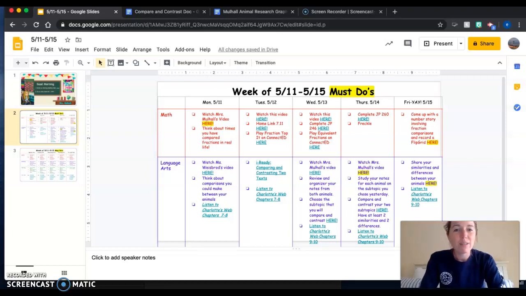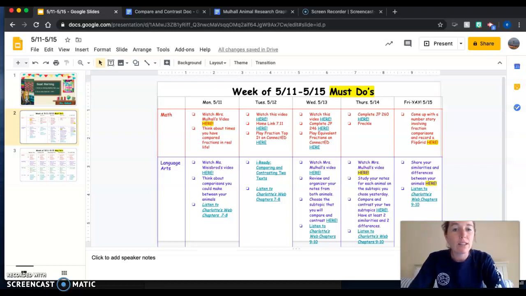Everyone! So you've done a really nice job choosing the subtopic that you are planning on comparing and contrasting. I was really happy to see all the good work that you did and all the nice selections. I think they're going to be great subtopics to compare and contrast for both your animals.